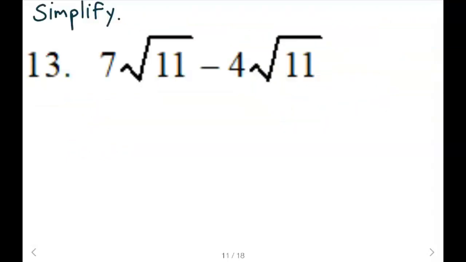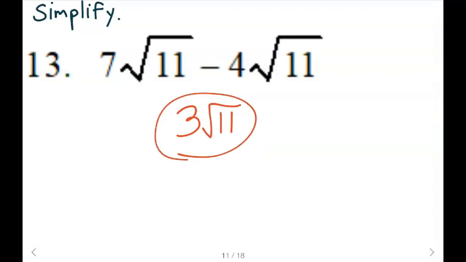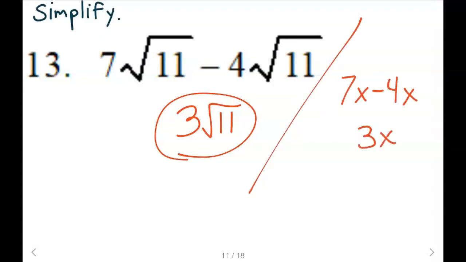7 square roots of 11 minus 4 square roots of 11 is 3 square roots of 11. Much like 7x minus 4x is 3x. Or even 7x squared minus 4x squared is 3x squared. You need like radicals before you combine those.